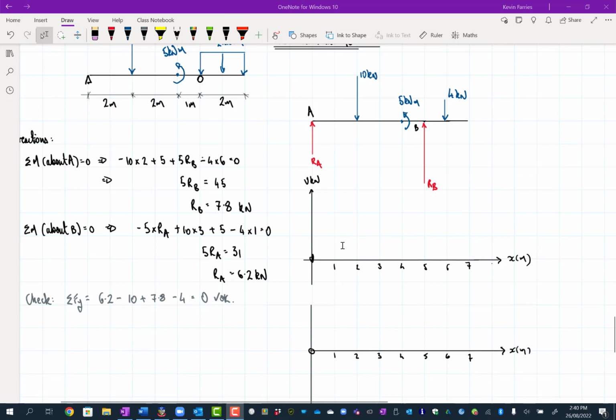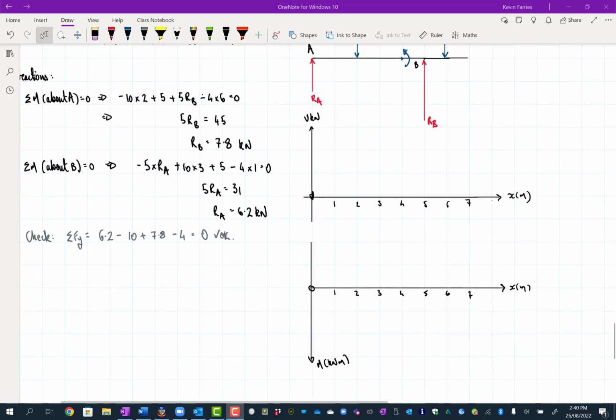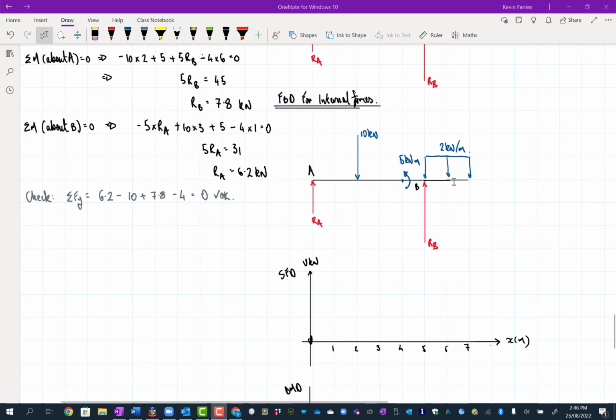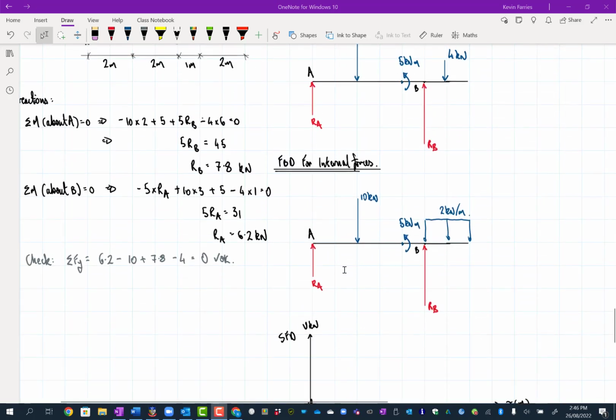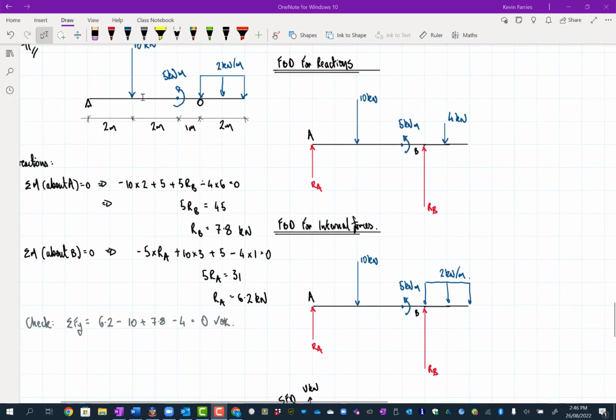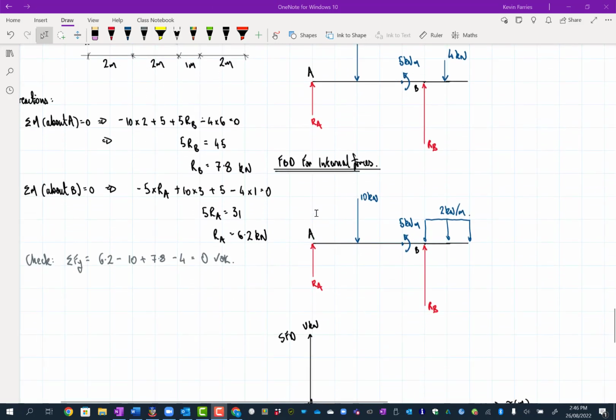So drawing those axes, let's have a crack at drawing the shear force diagram. What I've forgotten to do is to draw the free body diagram. Okay, redrawn it. The only thing you need to do is put that UDL back on when you're finding internal forces, or you can just use this one. The other thing that's worth doing is putting on the actual values. So that one there is 6.2 kilonewtons RA, and RB is 7.8 kilonewtons.